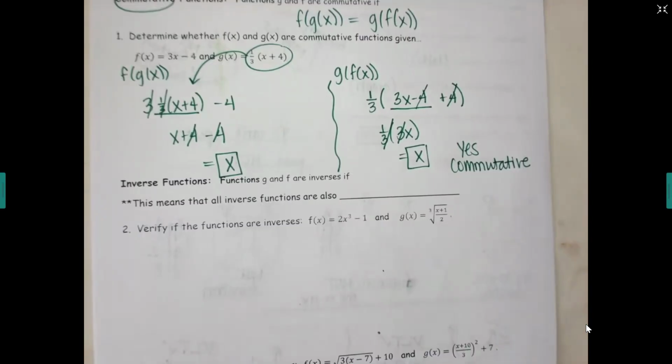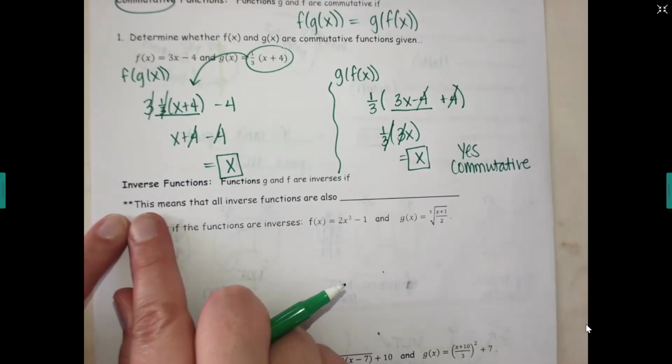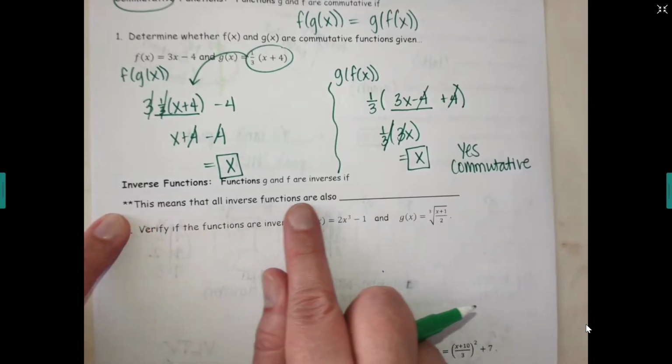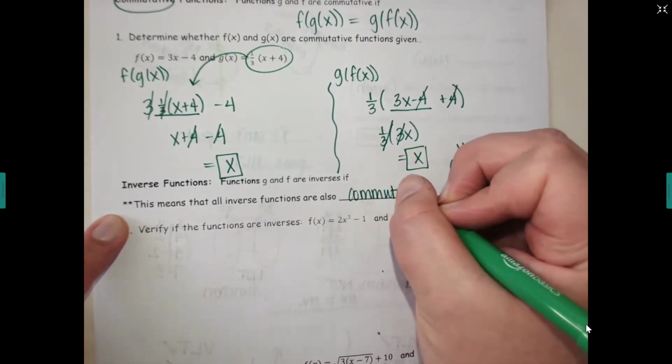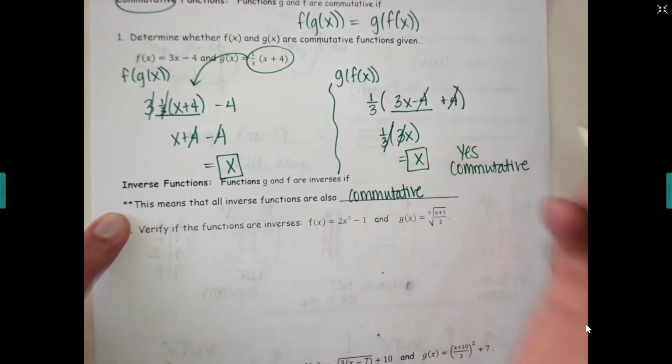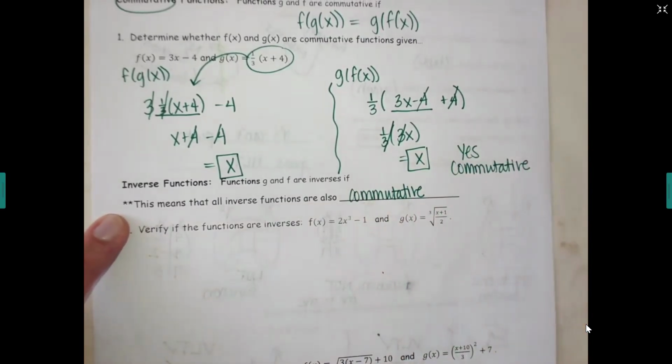Okay. Now, last class, we talked about inverses. Just to jog your memory, remember we just switched the x and the y and then resolved. Inverses should always be commutative, is what I meant to say. So this means that all inverse functions are also commutative. And what that means is that no matter which one you start with, you should get the same thing either way.